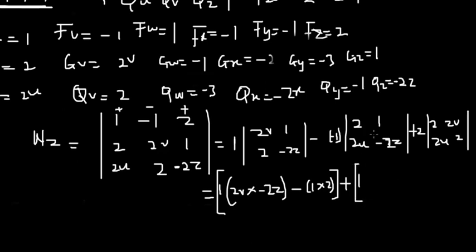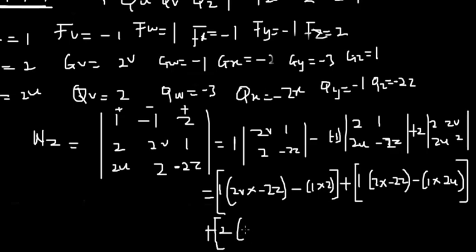So now we have 2 times minus 2z. Okay, minus 1 times 2u. You put that one into brackets, and then we are left with the last one. So we have positive 2, with 2 times 2, minus 2u times 2v.